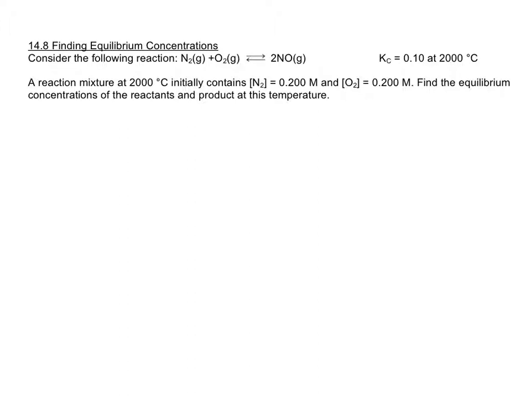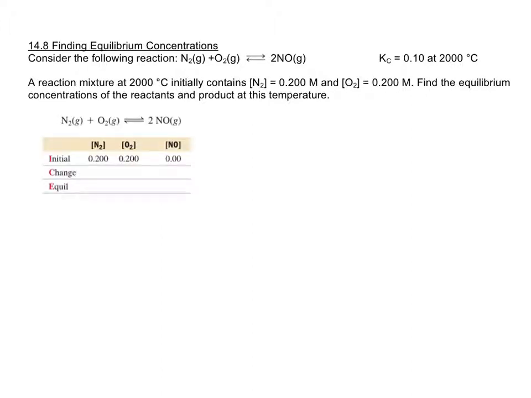When we do these problems, we organize them using something called an ICE table. ICE stands for initial, change, and equilibrium. We will use this table to organize the initial concentrations, the change in the concentration, and then the equilibrium concentrations to solve for how much there is at equilibrium using our equilibrium constant Kc.